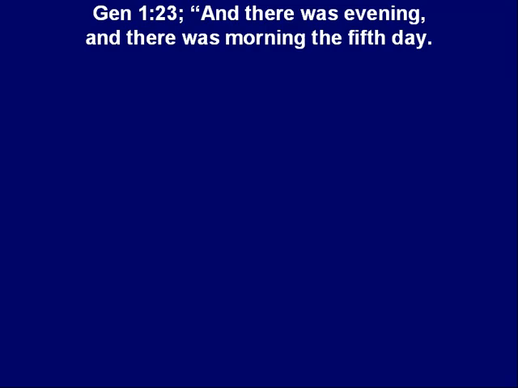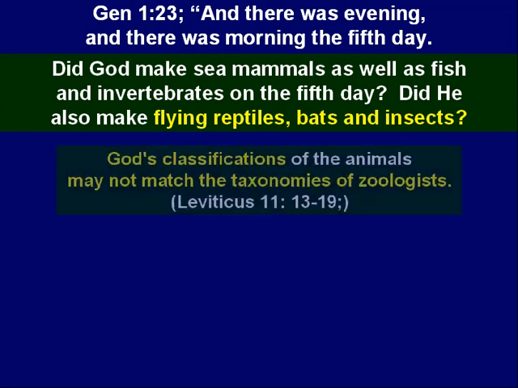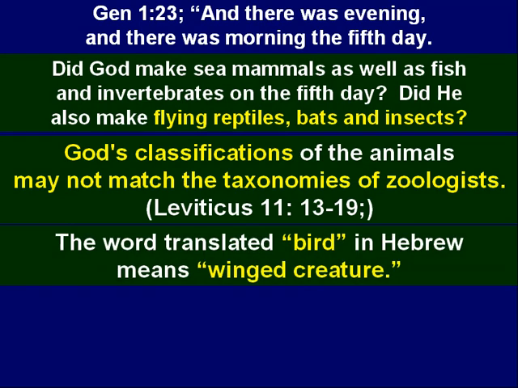And there was evening and there was morning, the fifth day. Did God make sea mammals as well as fish and invertebrates on the fifth day? Did he also make flying reptiles, bats and insects? God's classification of the animals may not match the taxonomies of zoologists. The word translated bird in Hebrew means winged creature.